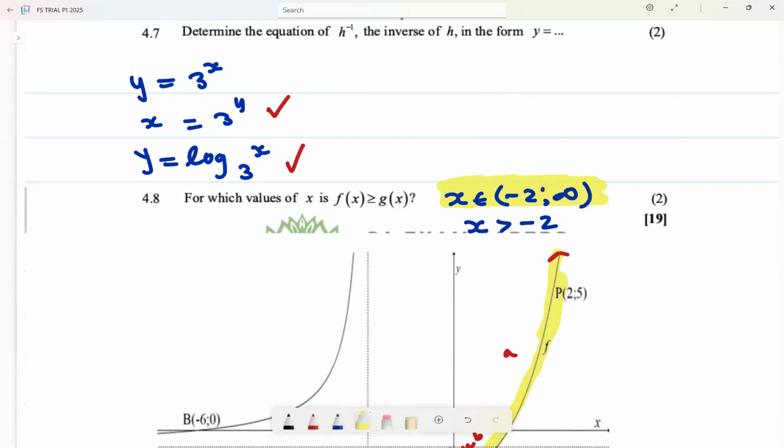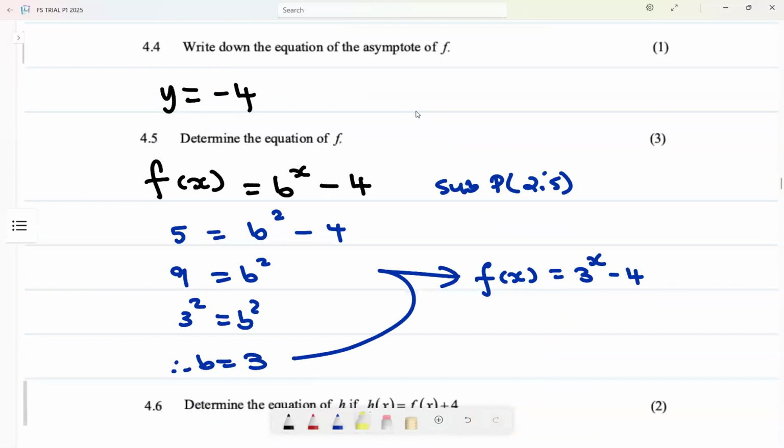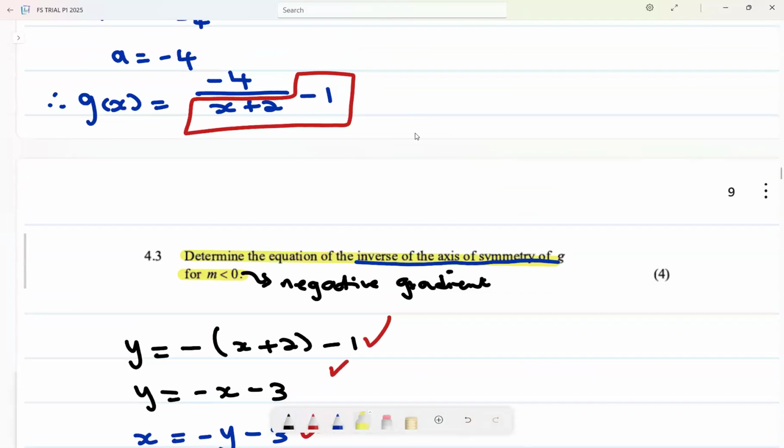So yeah, that's that. And then it ends there, guys. This is the hyperbola and what. So let's move on to question 5, where we deal with parabola and whatever function they've given us.